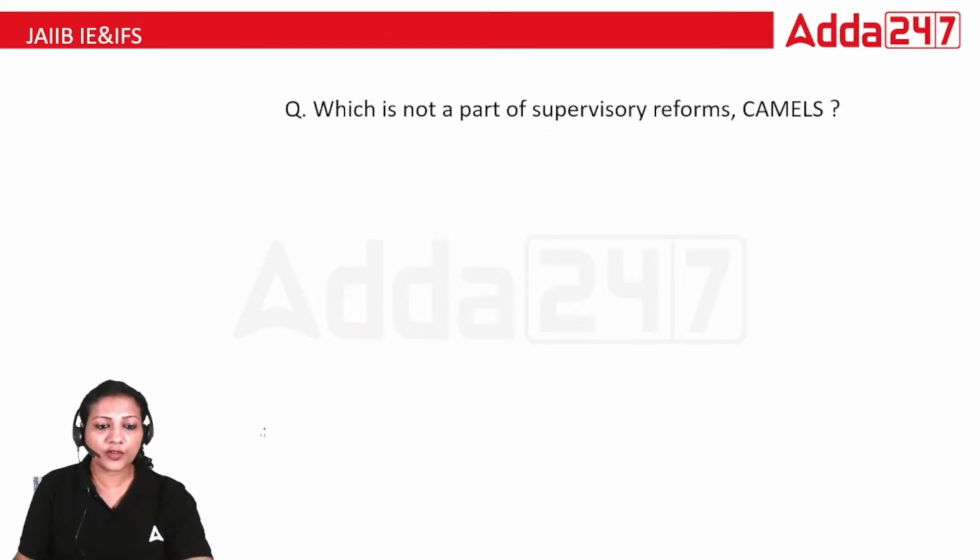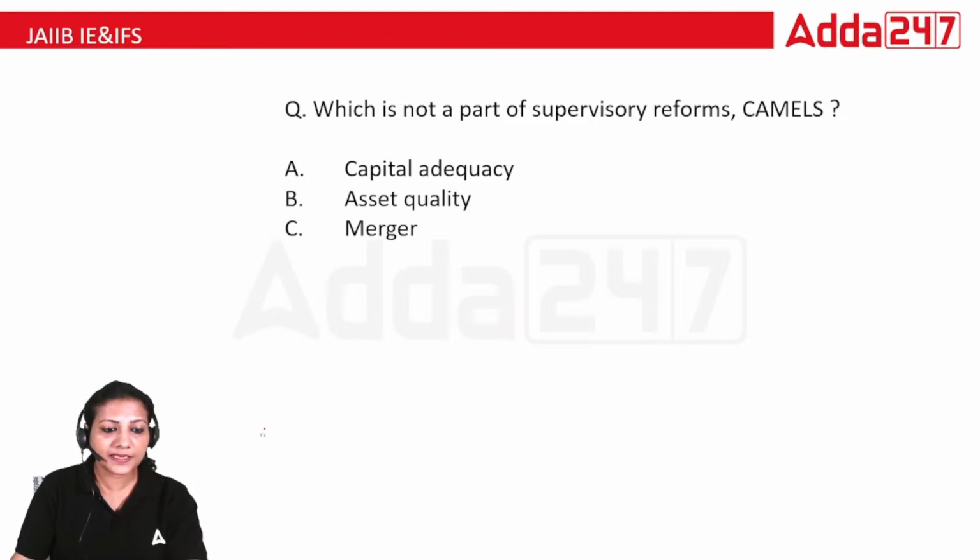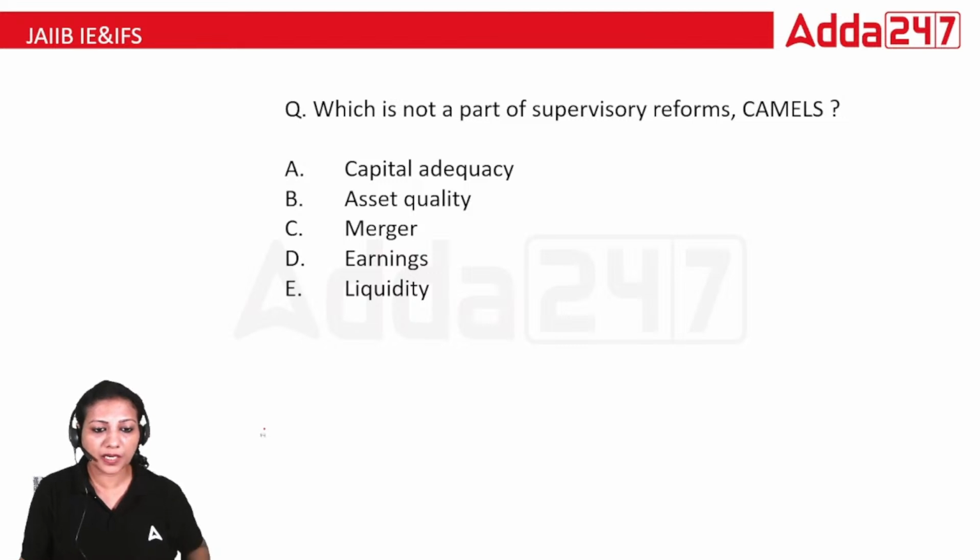Which of the following is now not part of supervisory reform CAMELS? Options are capital adequacy, asset quality, merger, earnings, liquidity. So which of these is not a part of supervisory reforms? Can you guess the answer?